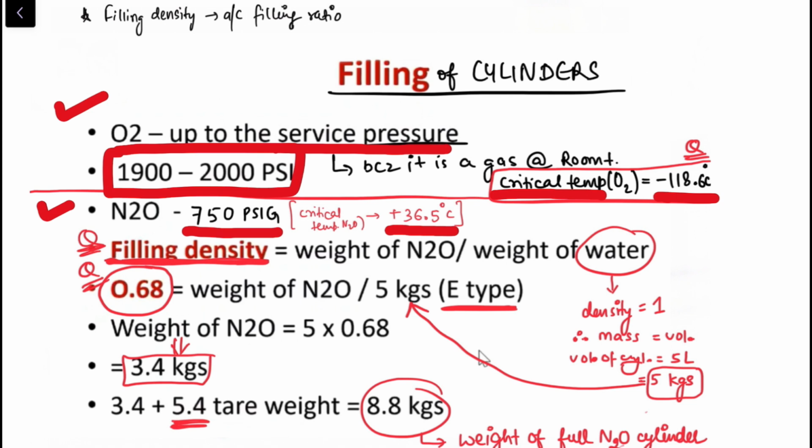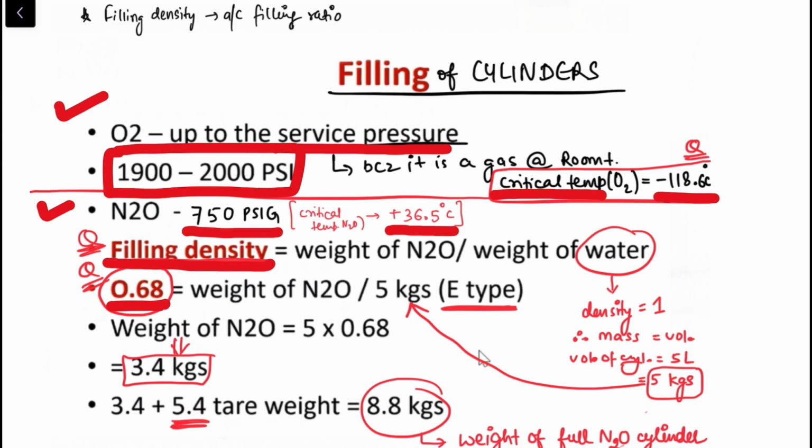So we cannot fill the nitrous cylinder completely with liquid, because then the gas will not have space to expand. So you have to define a certain filling density for the nitrous cylinder, which is usually 68%. Now the filling density is the weight of nitrous by the weight of water.